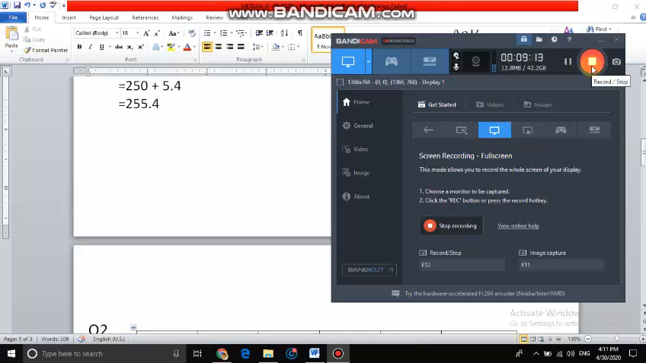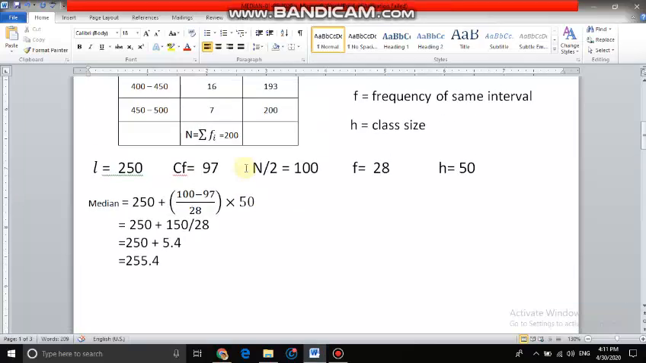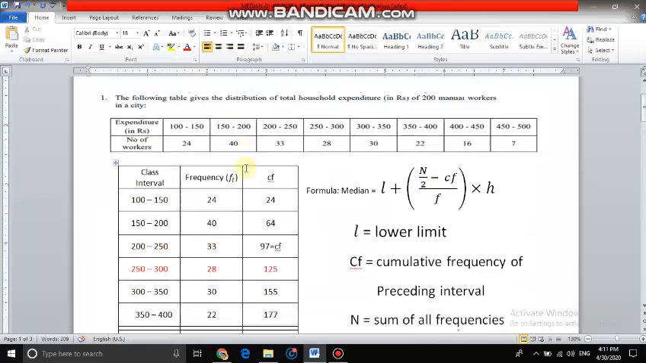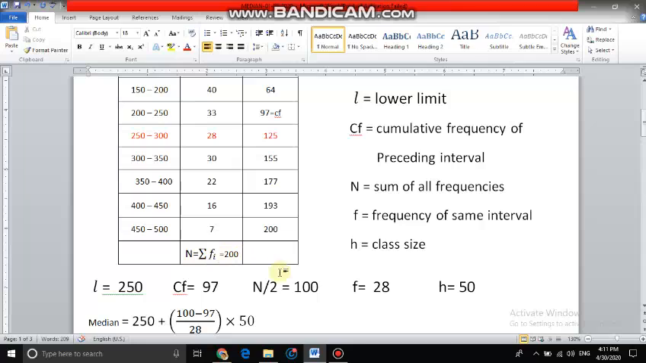Hope you understood the question. If any doubts, you may ask. So most important thing, find the N value first, then N by 2, then underline, highlight the row, then the corresponding values. If you want, I can put here, it is F, that is the F value. Okay, thank you.